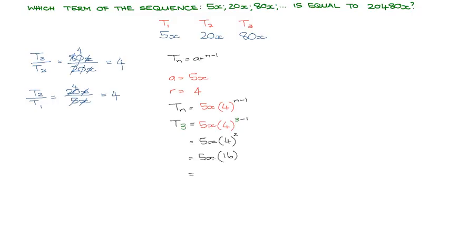Now let's check it out. We've got 5 multiplied by 16. 5 times 10 is 50. And 5 times 6 is 30. And 50 plus 30 is 80. There we go. 80x. What is the value of term 3? Oh, it is 80x. That means we have just proven that our general nth term is correct. Wicked. Let's move this guy out of the way.